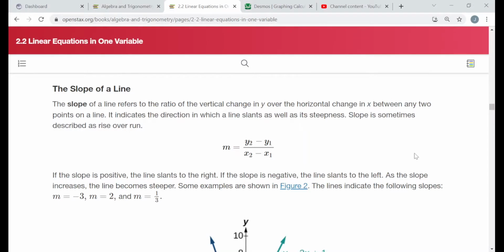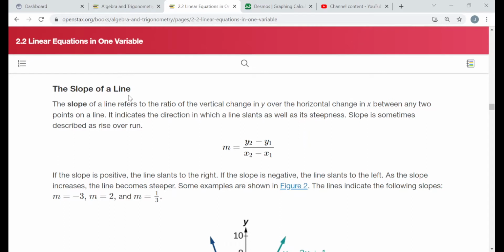Now every example I'm going to be doing in this video is taken directly from a free online textbook at openstax.org. I'm in their Algebra and Trigonometry text, section 2.2 on linear equations in one variable, even though we're starting to get into linear equations in two variables as well, basically just linear equations. And I'll be working under the objective with heading the slope of a line in the text.